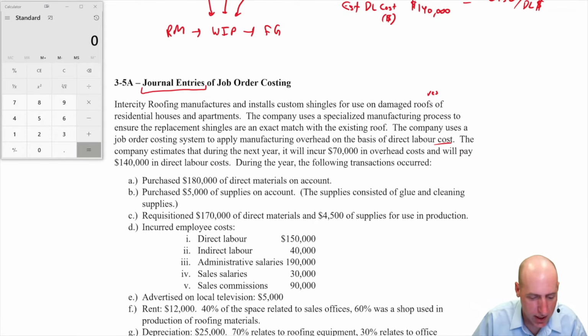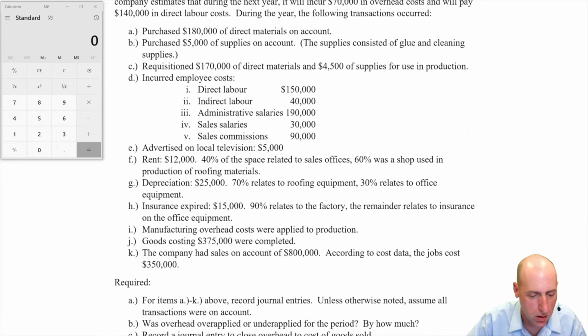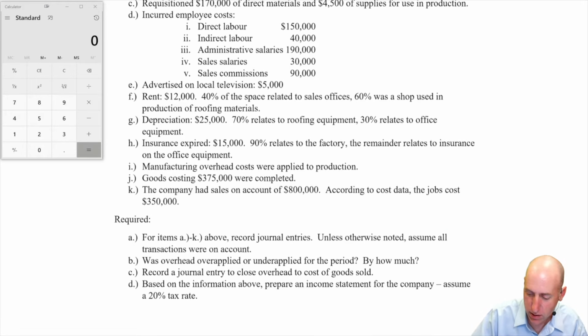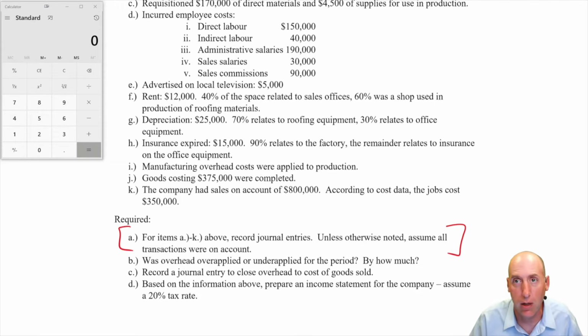During the year, the following transactions occurred, and there's a big, long list, A through K. My goodness, that's a lot of letters. And you can see part A, and this will be this whole video. This will be a multi-parter, but we'll do journal entries A through K in this video. So for items A through K above, record journal entries unless otherwise noted. Assume all transactions were on account. So we're not going to be crediting cash unless it tells us to. We're going to credit AP or some sort of liability account when we buy stuff.